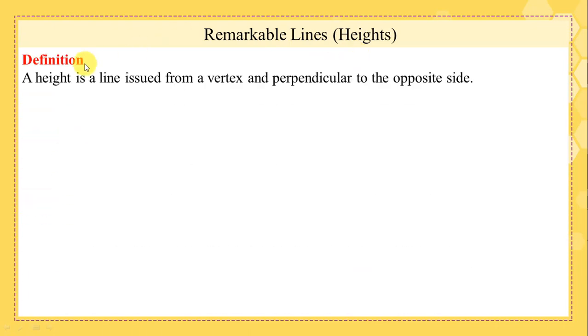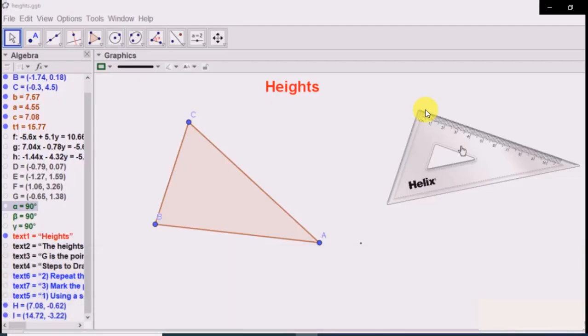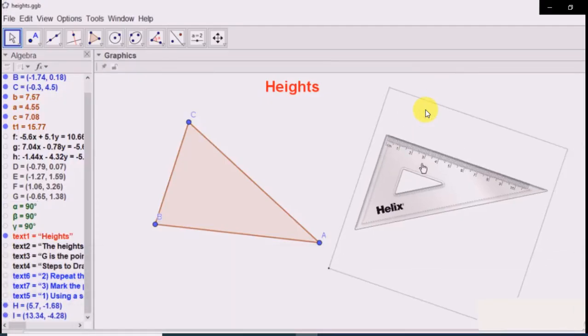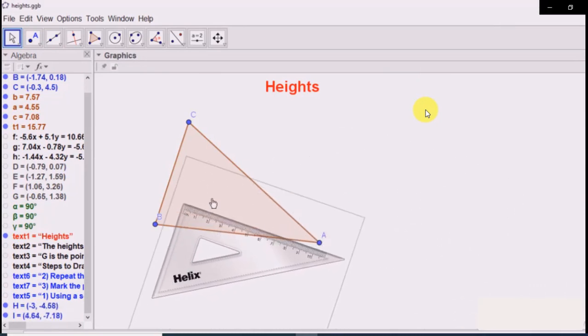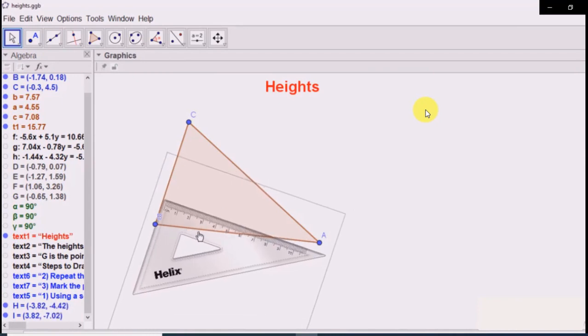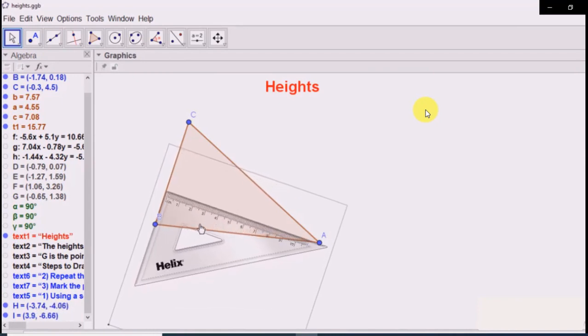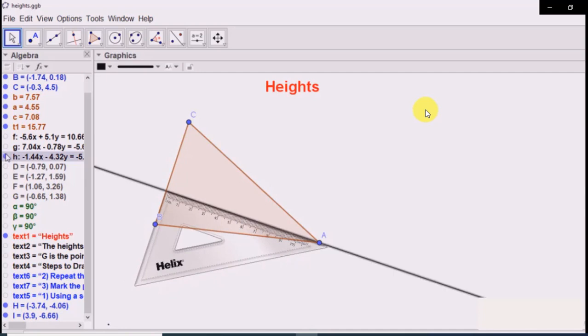Remarkable lines, height. Definition: a height is a line issued from a vertex and perpendicular to the opposite side. Example. Using a set square, we put the set square on BC in order to draw the height relative to BC. We move it till we reach point A. Then we draw a line from A to BC, perpendicular to BC.